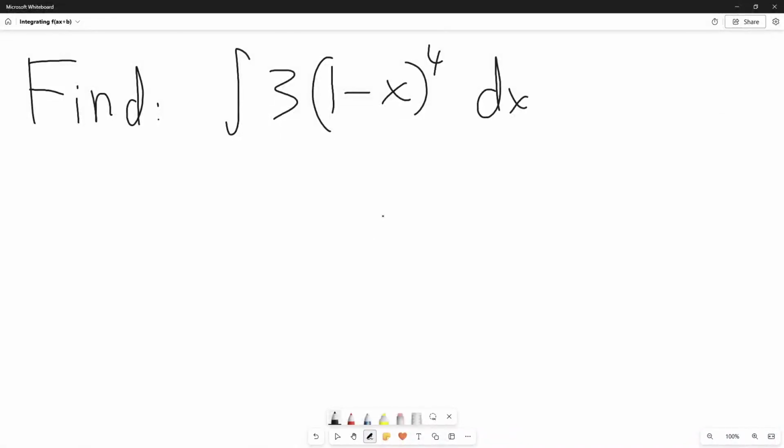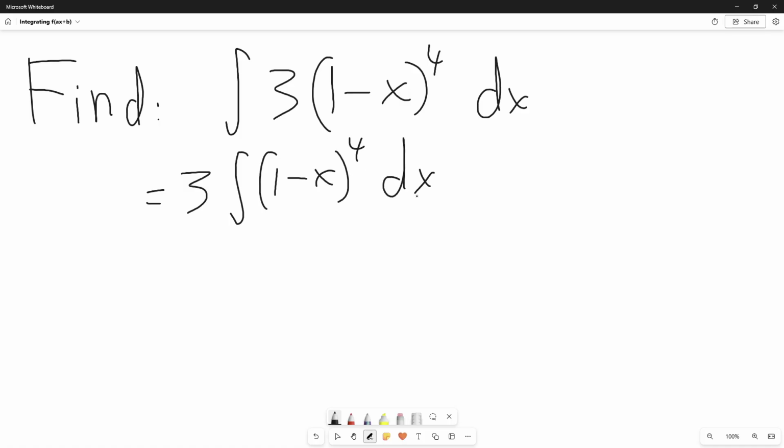Now, let's do some practice problems. If you think you can do this one, then pause the video and try it. This one says to find the integral of 3 times 1 minus x to the power of 4 dx. And this entire thing isn't really written as a function with ax plus b, but we can change it so that it is. So first, we take the 3 out, multiply it just because it's a constant, and times the integral of 1 minus x to the power of 4 dx.